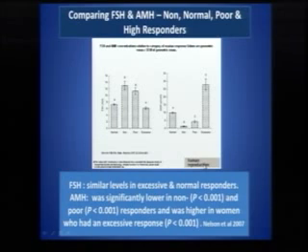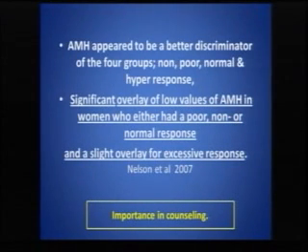So this tells us that if we do an AMH assessment right before we stimulate, we can know who is the person who's going to respond badly and who's the person who's going to give us a hyper response. So it is a better discriminator. Unfortunately, there is a slight overlay of values, especially in the low and the normal group, between AMH.